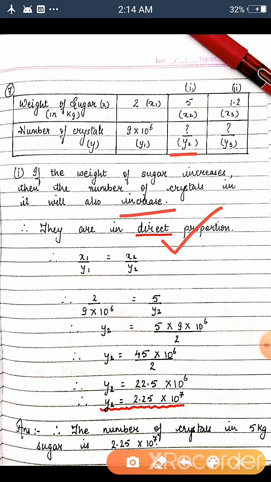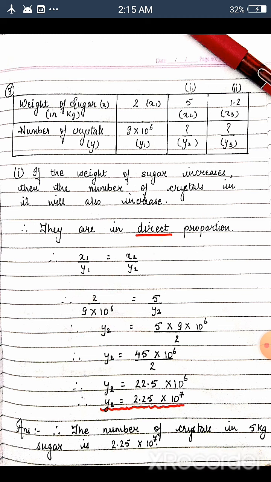Now when you transpose y2 to the left hand side, it will go in the numerator and 2 upon 9 into 10 to the power 6 will become the reciprocal and come on the right hand side. After solving, you get the answer as 22.5 into 10 to the power 6. But you need to write it in the standard form. So we'll write it as 2.25 into 10 to the power 7. So in 5 kg of sugar, the number of crystals is 2.25 into 10 to the power 7.